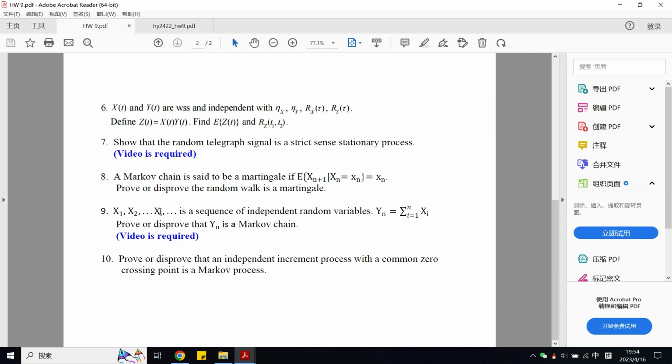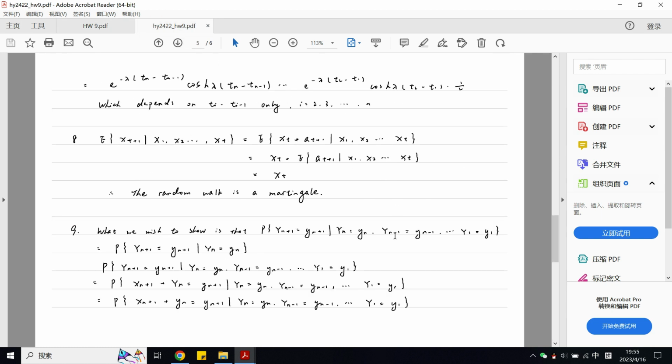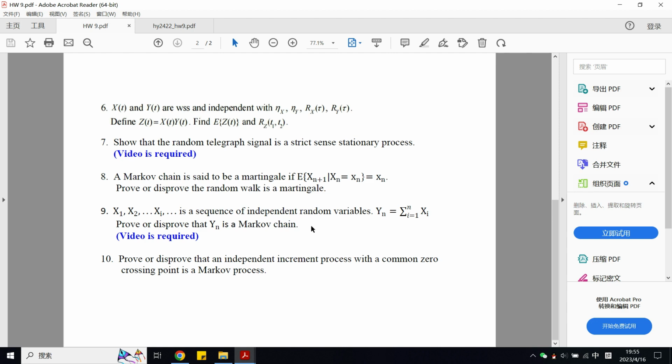So in question 9, when x1, x2, xi is a sequence of independent random variables, and yn equals the sum from i equals 1 to n of xi, after the calculation we can see that the probability yn+1 equals yn+1 given yn equals yn, yn-1 equals yn-1, y1 equals y1 equals the probability that yn+1 equals yn+1 given yn equals yn. So we can prove that yn is a Markov chain.